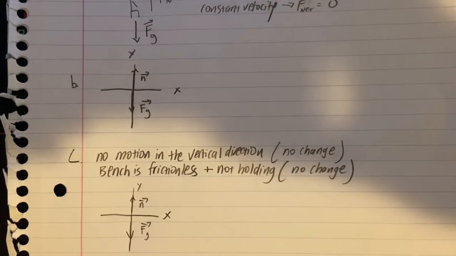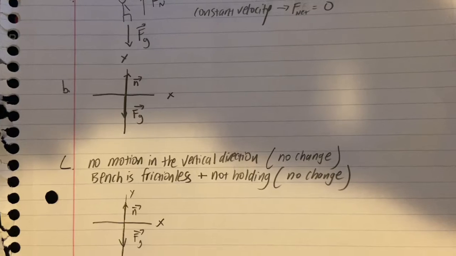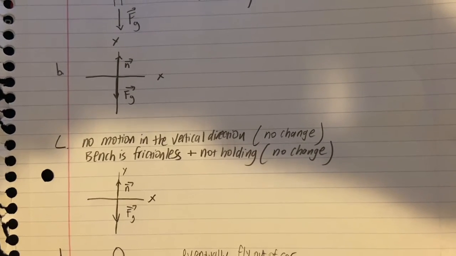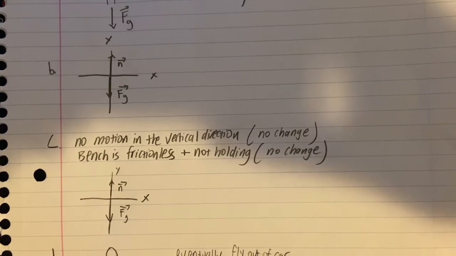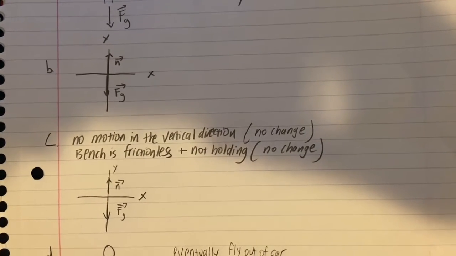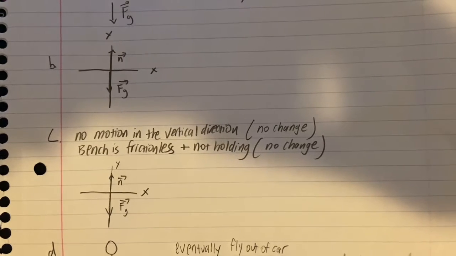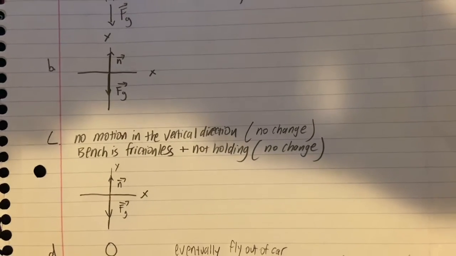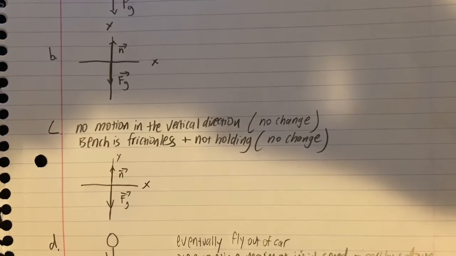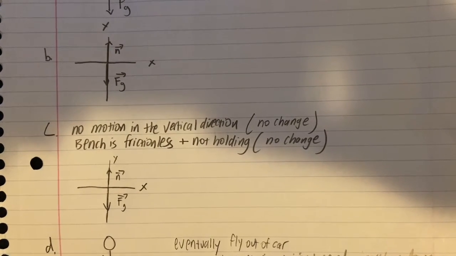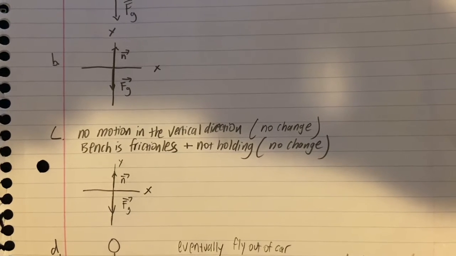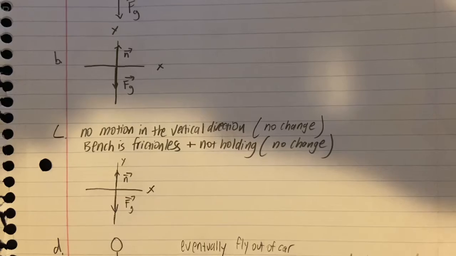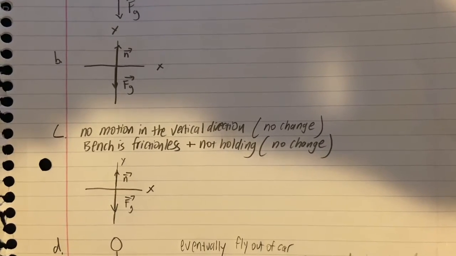So for part C, this is going to be the same, except now the car is slowing down. So there's not going to be a change in the vertical direction, and there's not going to be a change in the x direction. Essentially, it's going to be the same because the bench is frictionless and they have nothing to hold on to. And like we said, there's no motion in the vertical direction, so the normal force and the force of gravity are going to be the same. So that free body diagram is going to be the same as it was in the initial state, when the car is just moving at a constant velocity.